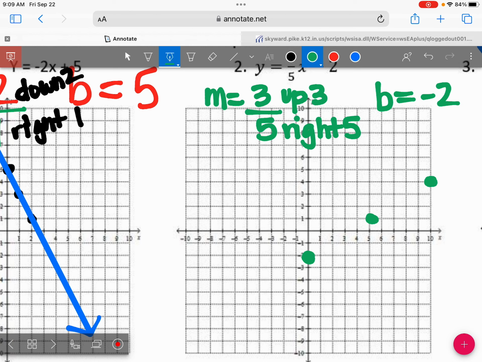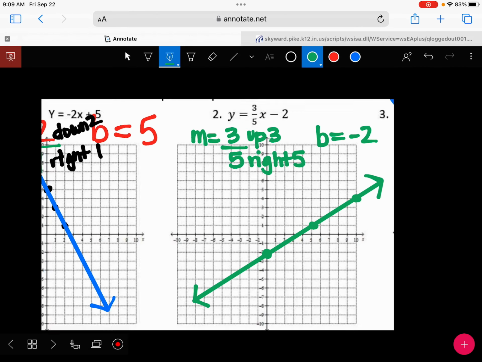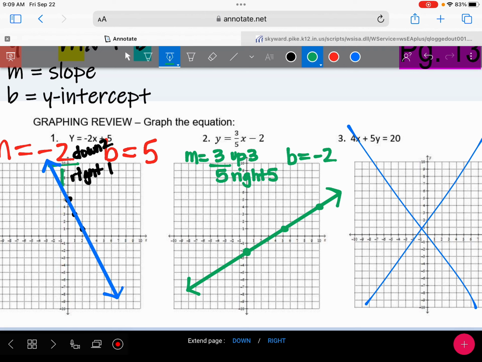And then pick up your rulers, your IDs, whatever straight edge you have. Draw a straight line. And that is your graph. Today we're going to talk about graphing a system, which simply means I'm going to graph more than one on the same grid.